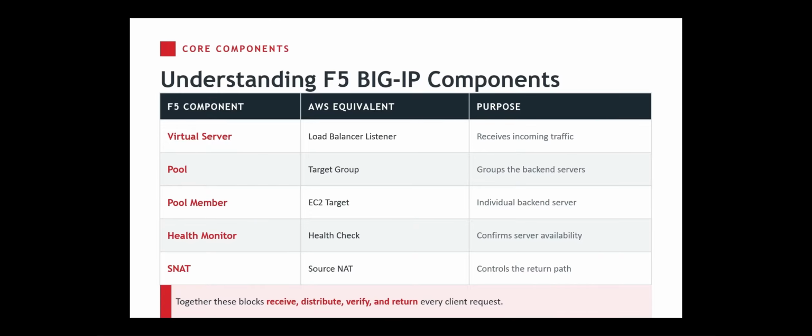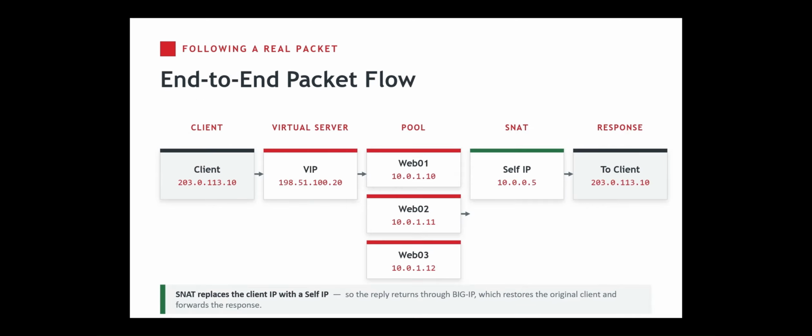F5 BIG-IP uses several core components that work together. A virtual server is similar to a listener on a cloud load balancer. A pool groups multiple backend servers, while pool members represent the individual web servers. Health monitors continuously check whether each server is healthy before sending traffic. Finally, SNAT changes the client source address when required, ensuring that response traffic follows the correct network path.